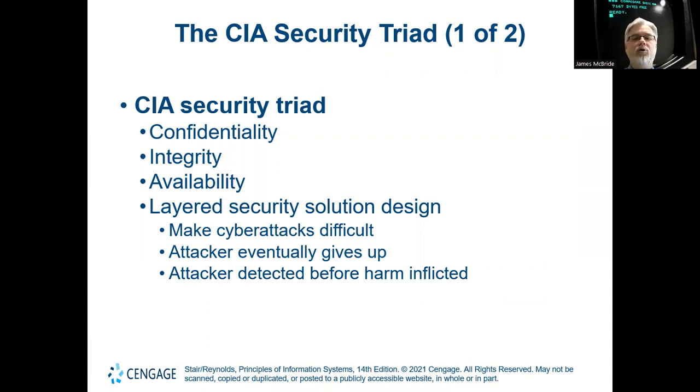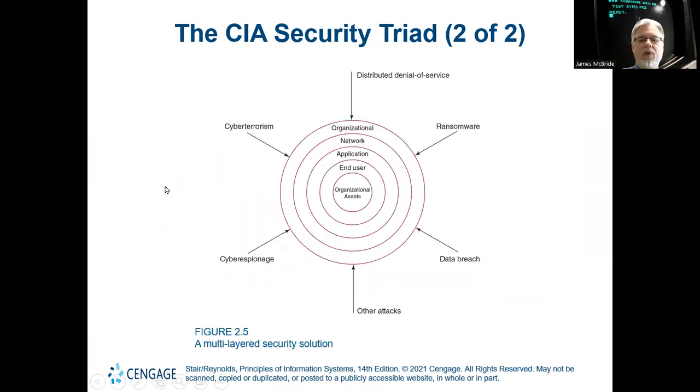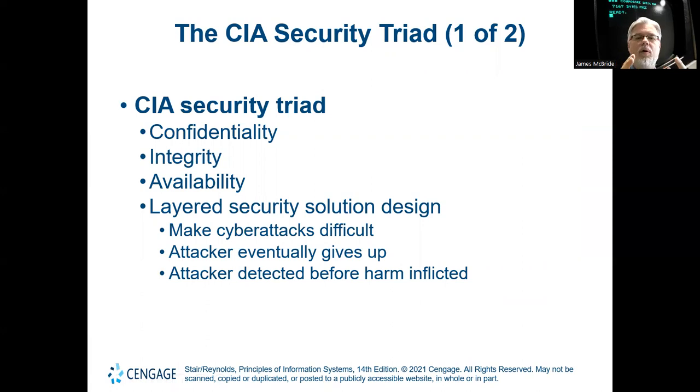CIA, that is a triad. So that's a triangle. And in each of those corners, you have one of these: confidentiality, integrity, and availability. In order to be secure, you have to have all three of those covered. You have to keep things confidential.